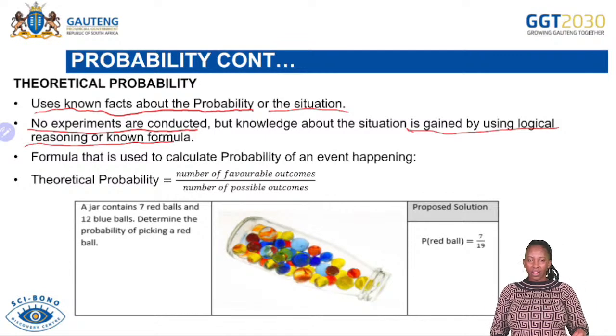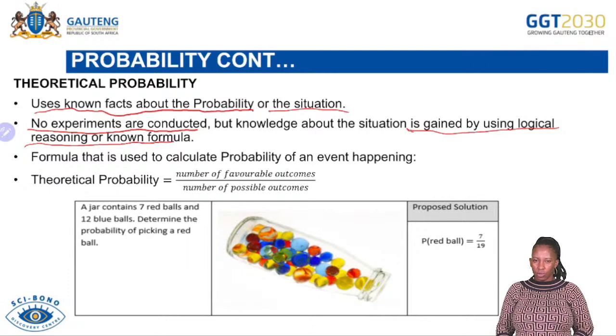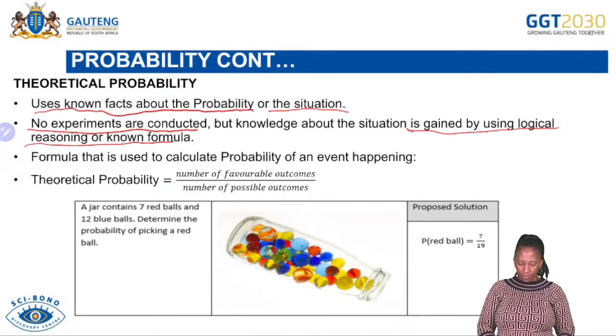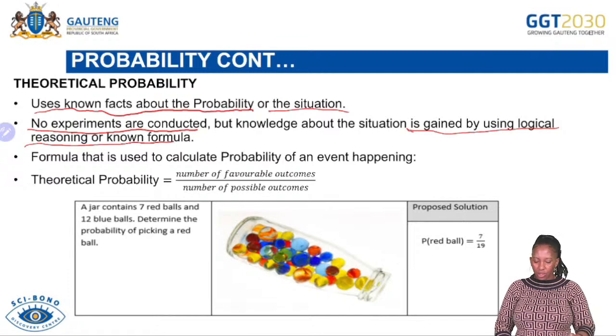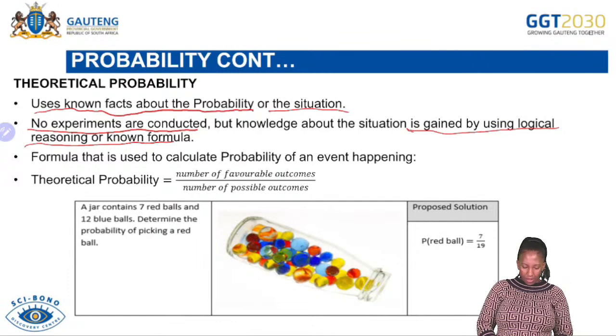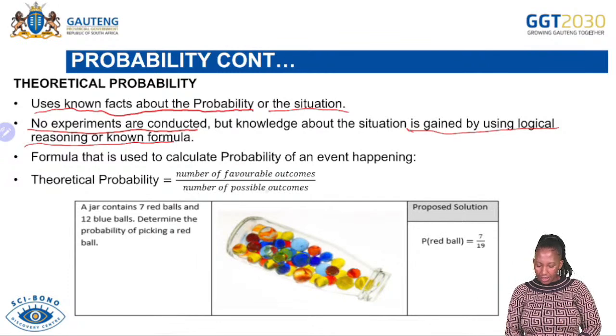So meaning with theoretical probability, we don't need to conduct any experiment, but what we do, we use the knowledge about the situation gained by using logical reasoning, meaning you can give a logical reasoning for your answer, or you can use a formula. And then the formula that is used to calculate probability of an event is this one. Theoretical probability is the number of favorable outcomes over the number of possible outcomes.